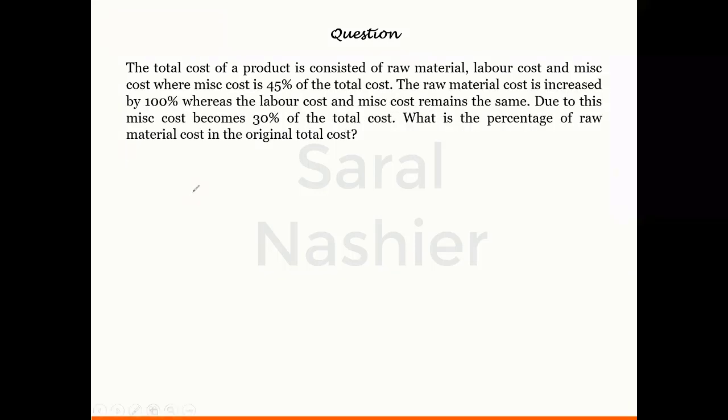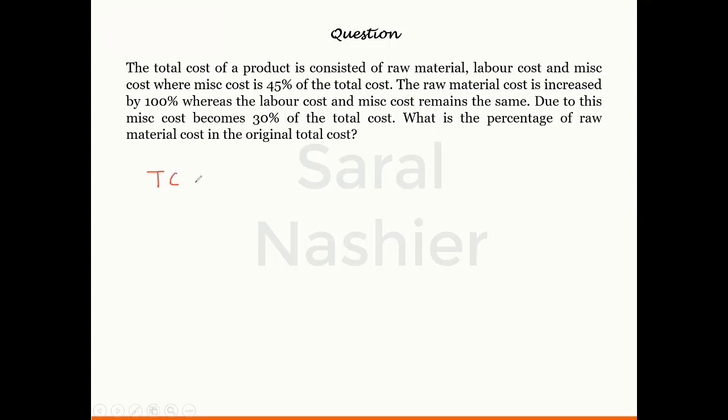So the question says the total cost of a product consists of raw material, labor cost, and miscellaneous cost, where miscellaneous cost is 45% of the total cost. The raw material cost is increased by 100%, whereas the labor cost and miscellaneous cost remain the same. Due to this, the miscellaneous cost becomes 30% of the total cost. What is the percentage of raw material cost in the original total cost?